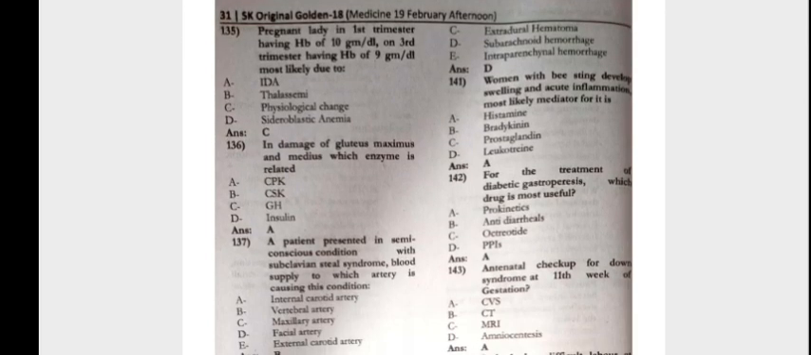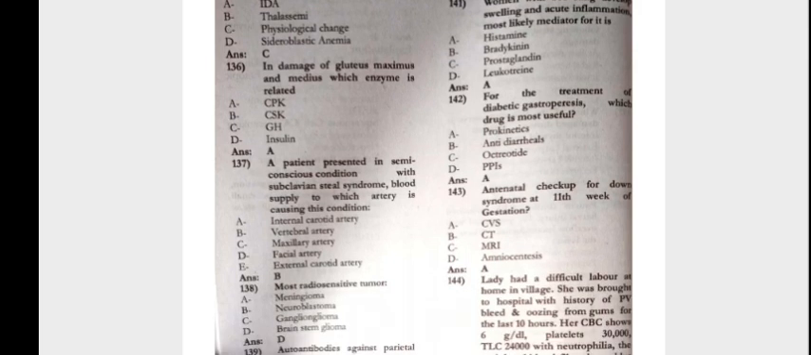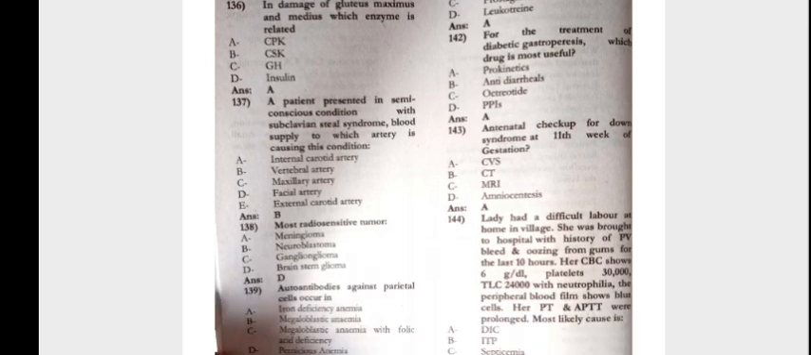Woman with the bee sting developed the swelling and inflammation. Most likely the mediator for it is the histamine. For the treatment of the diabetic gastroparesis, which drug is the most used for the prokinetic, anti-allergic? For the Down syndrome, the 11th week of the gestation is the CVS.